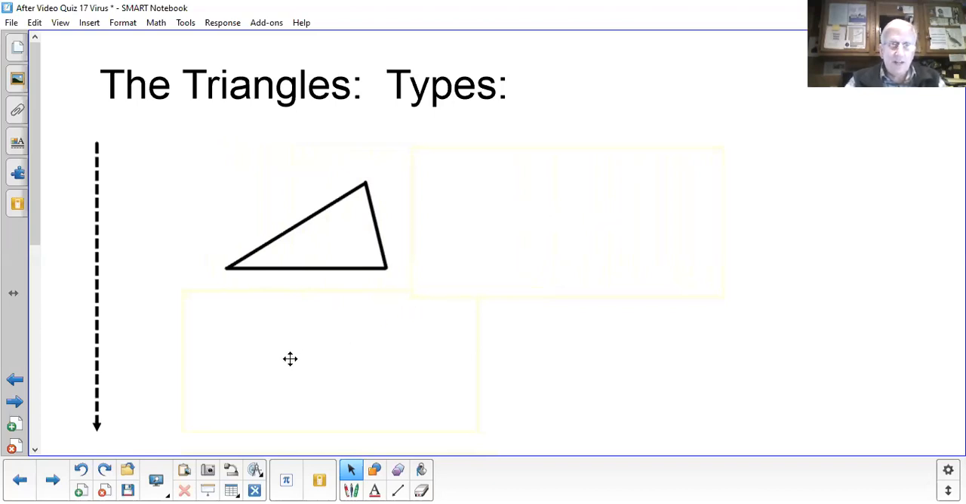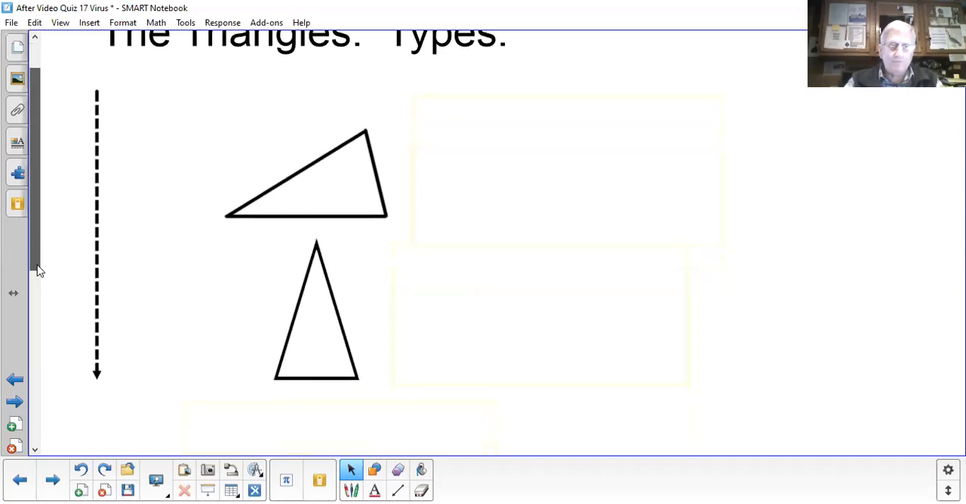Okay, the next type of triangle that you're probably very familiar with is the good old isosceles triangle, I-S-O-S-C-E-L-E-S. In an isosceles triangle, 2 sides have exactly the same length. And if you recall, the base angles that are down here are also congruent or equal in measure.